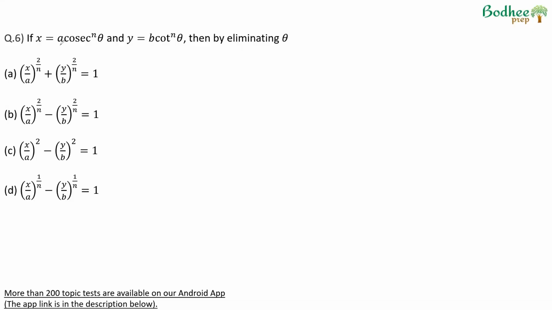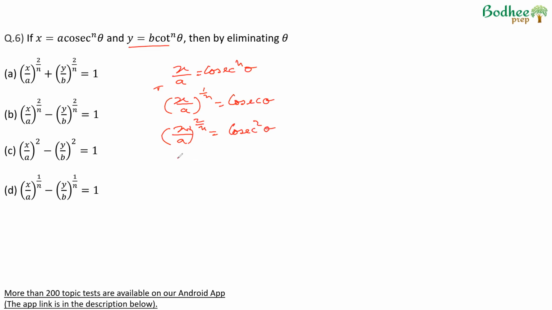X is A cosec to the power n theta, y is B cot to the power n theta. Then if we have to eliminate theta, from here we can write x upon A is equal to cosec raised to power n theta. Taking the nth root, x upon A raised to power 1 by n is equal to cosec theta. And therefore, if we square, x upon A raised to the power 2 by n is equal to cosec square theta. Similarly, y upon B raised to the power 2 by n is cot square theta.